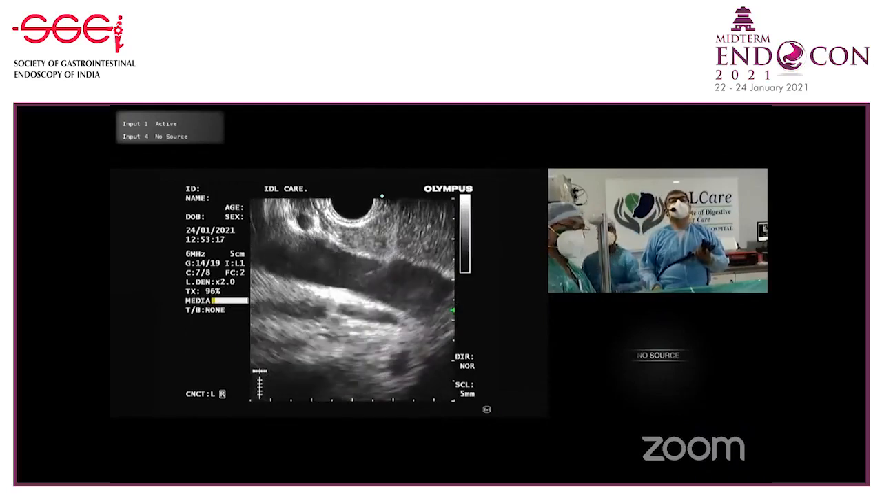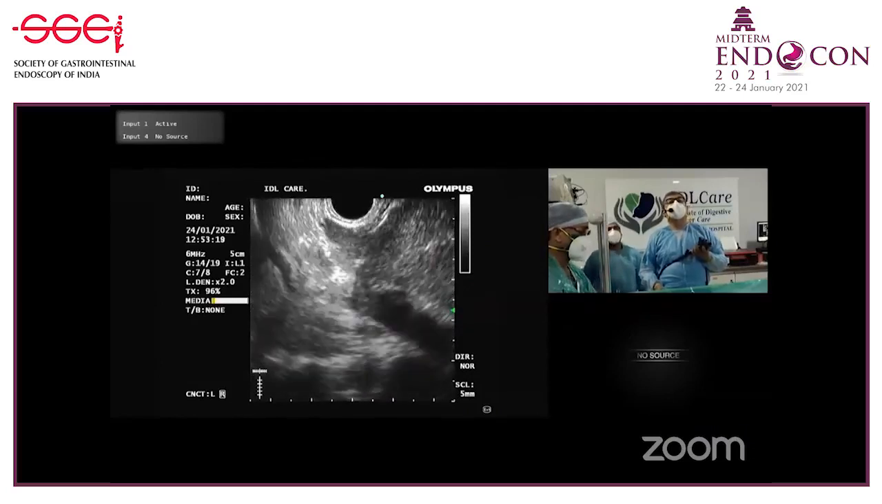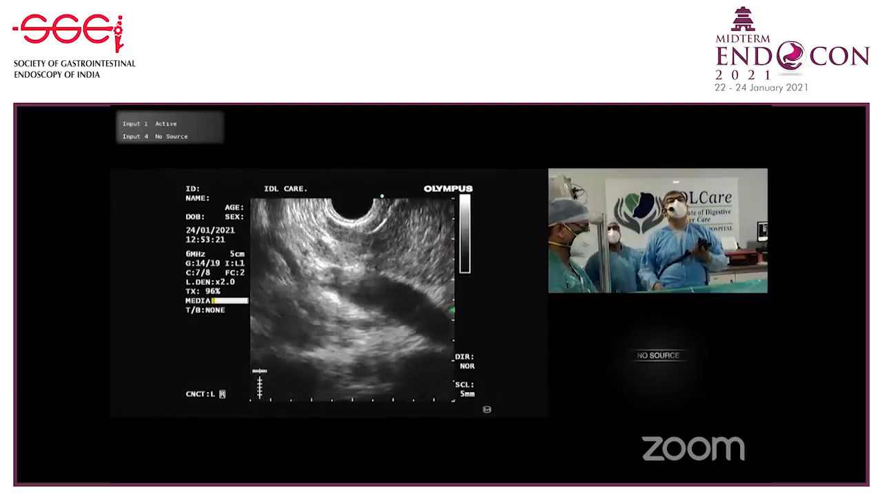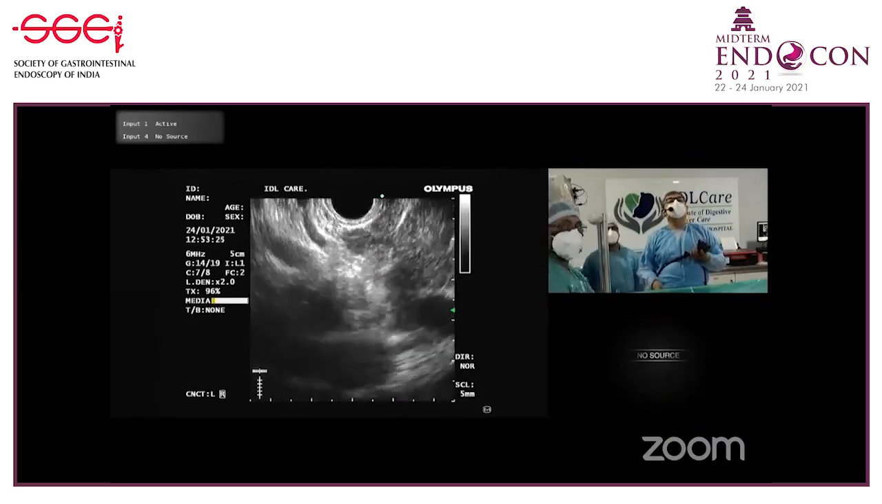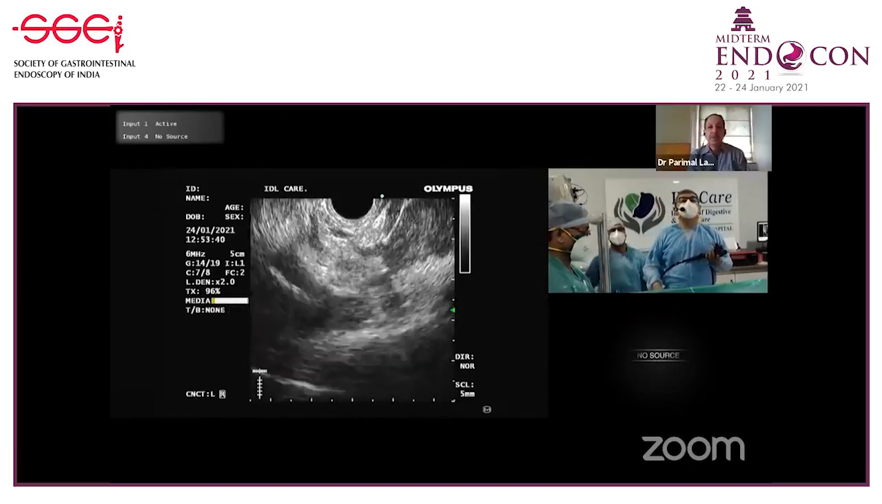So this is a hilar area. Let us see if we see any lymph nodes here. There are a few lymph nodes. I will show you, freeze. So if you see this is the lymph node here. This is the lymph node here. Very small lymph nodes. I am not very convinced that they are pathologic. How would you characterize them, Vinay?